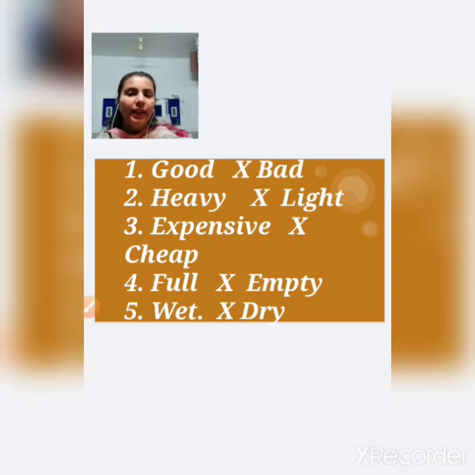Next is E-X-P-E-N-S-I-V-E, expensive, and the opposite of expensive is cheap, C-H-E-A-P, cheap. Next is F-U-L-L, full, and the opposite of full is E-M-P-T-Y, empty. Next is W-E-T, wet, and the opposite of wet is D-R-Y, dry.